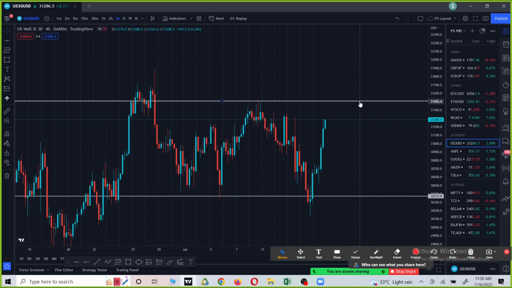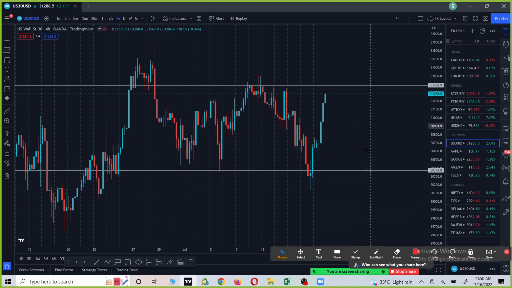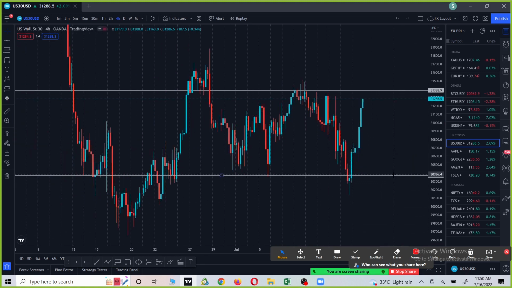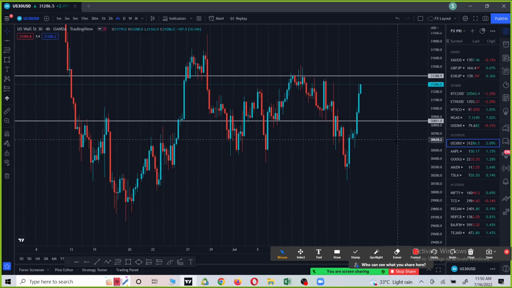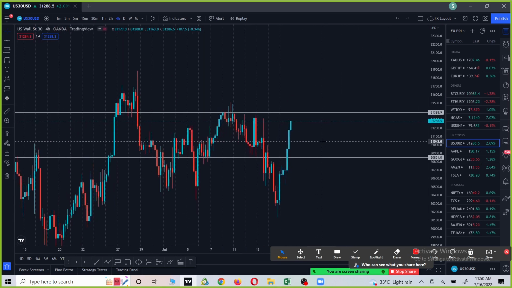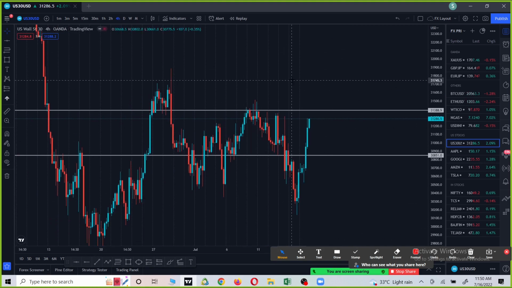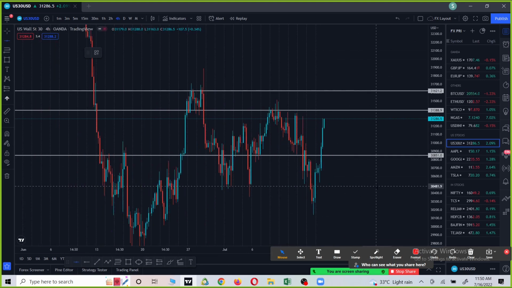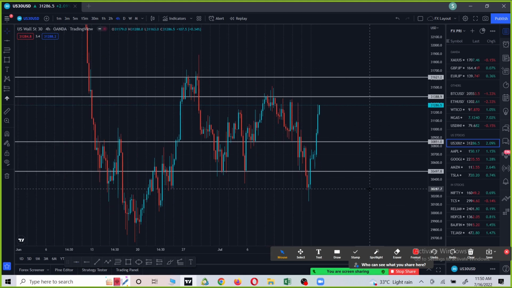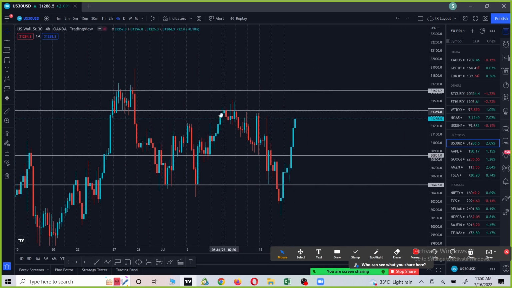On the 4-hour time frame, there is a resistance right here, and if we check the downside, there is a support right here. The next resistance is right there, and the next support is right here. As you can see, the price is pretty close to the resistance, so now we want the price to give us a break and close either above or below the range.